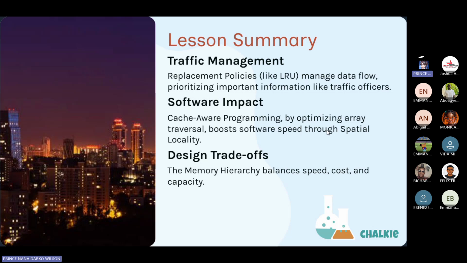Then we have the design trade-offs. The memory hierarchy balances speed, cost, and capacity. So the more speed you have, the higher your price, and the smaller your storage. The less speed you have, the lower your price, and the higher your storage capacity. So you either have one, but not the other.